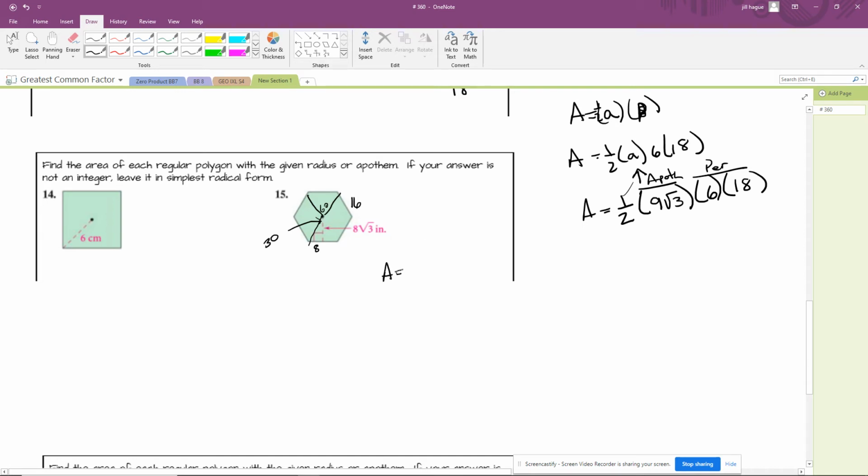So the area is equal to 1/2 of the apothem times the perimeter, which is 16 times 6 sides. And there's your answer. Just do that out, round to the nearest tenth.